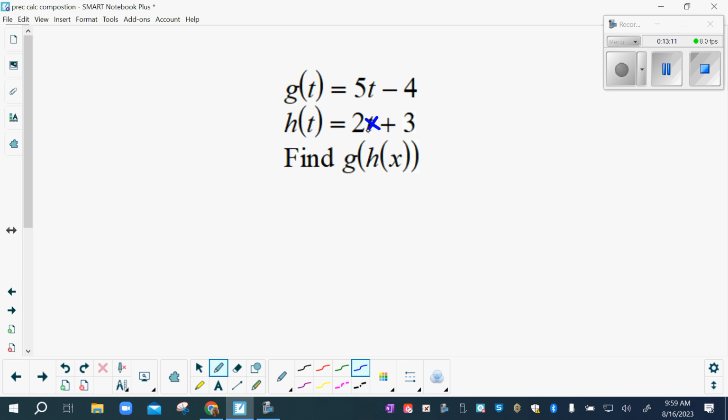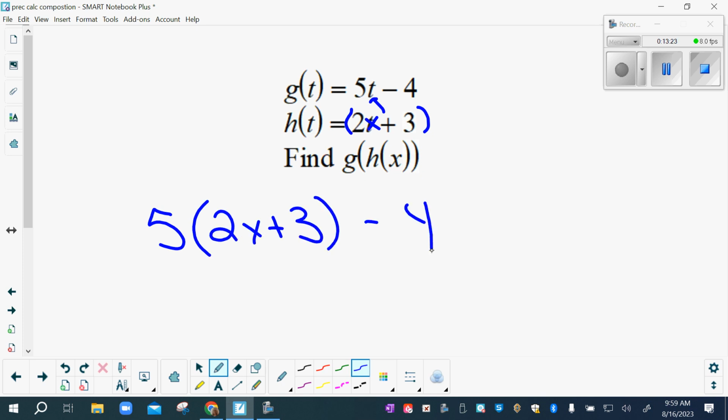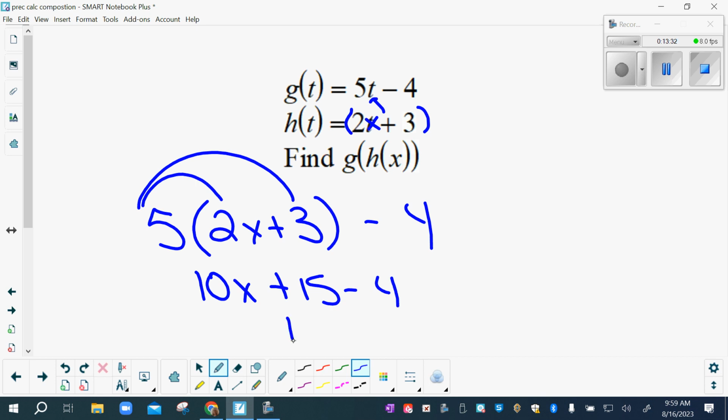Nothing that hard. But now on this one, be really careful. I'm plugging in a lot of stuff here. Be careful on your distribution here. 2x plus 3 minus 4. We have to do a little bit of baby distribution. 10x plus 15. Take away 4. Plus 11. Am I good?